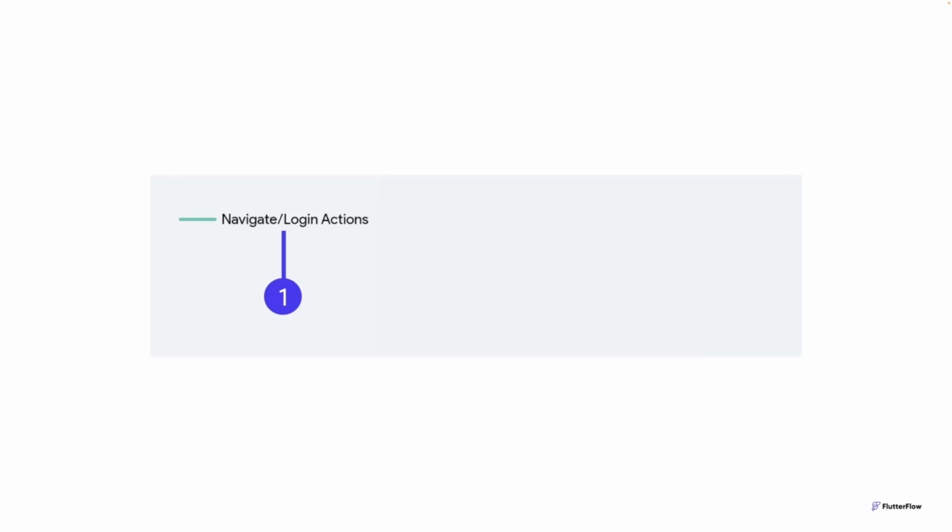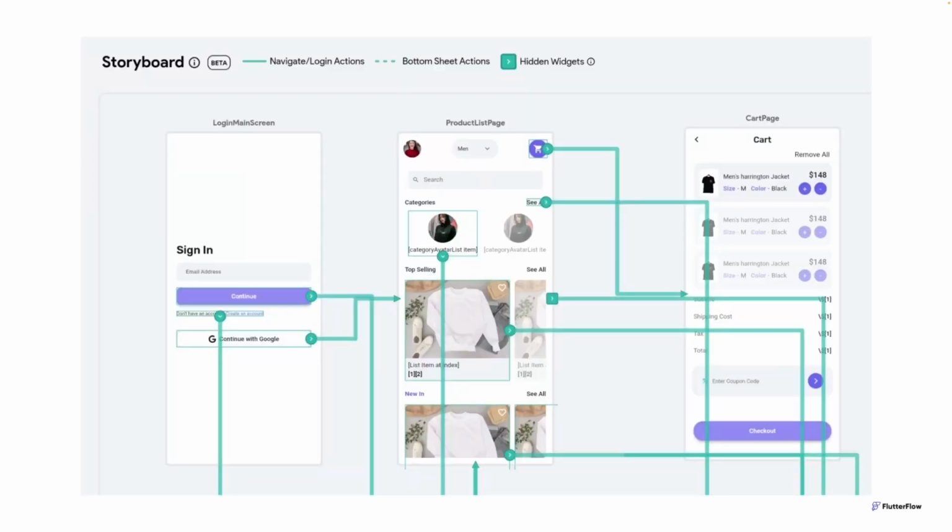The solid line is used to represent the navigate or login action. The dotted line is used to represent the bottom sheet action. The right arrow icon represents hidden widgets. These widgets may not be visible in the current page view, but they still have a navigation action to display them. Let me tell you one tip about storyboard.